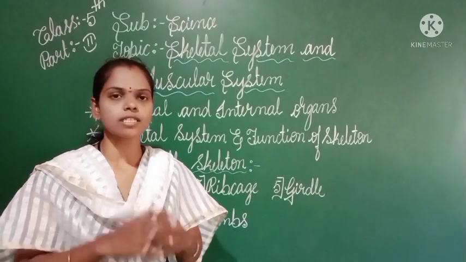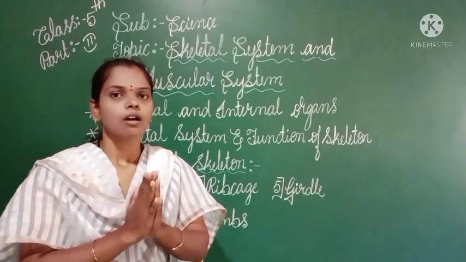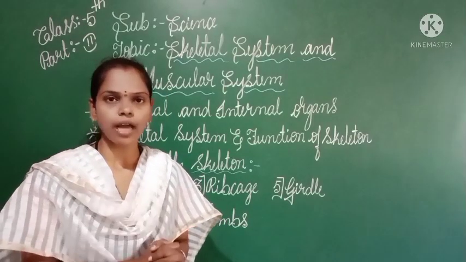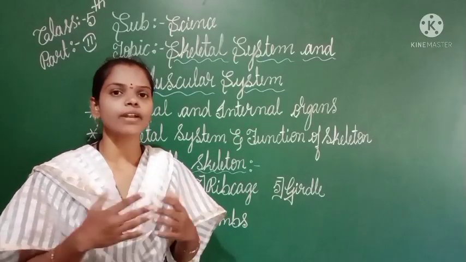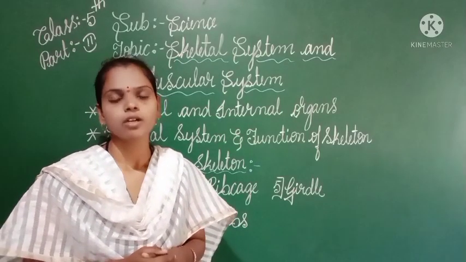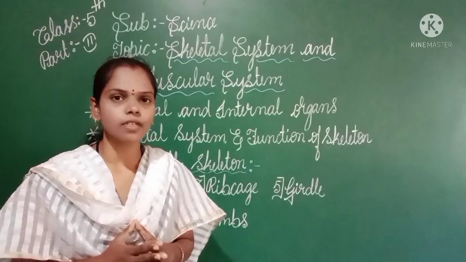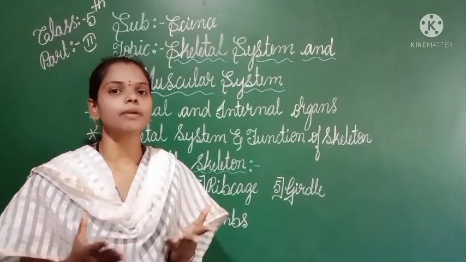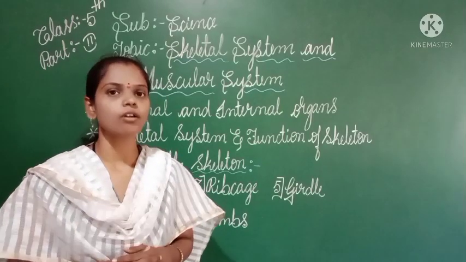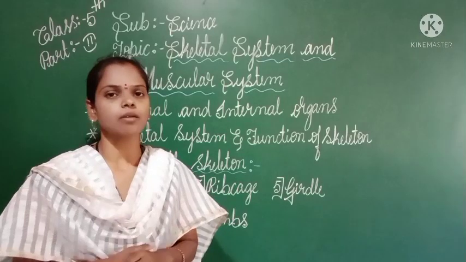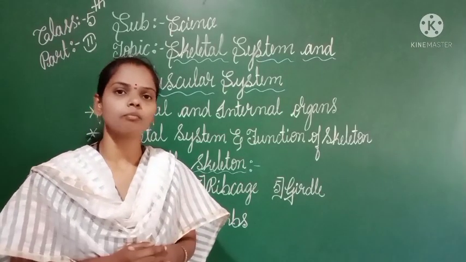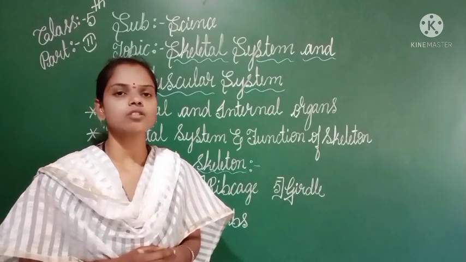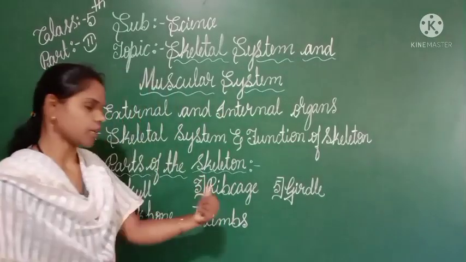Dear students, the 10 pairs of ribs are connected to the sternum. It is present on the front side of the human body. At the back, connected to the backbone, there are 2 pairs of bones, which are nothing but floating ribs. So, dear students, that is about the rib cage.